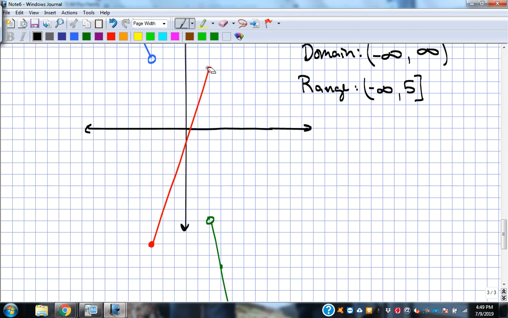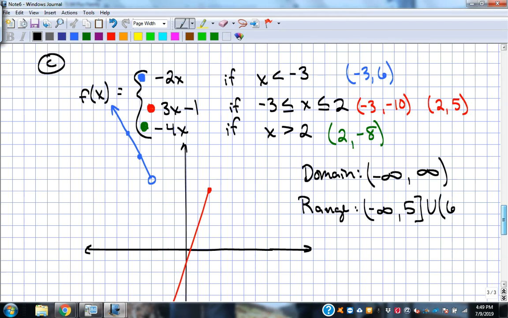But we skip the y values from there until we get to there. So that's going to be a union, and then the parentheses, this y value was a 6. Remember from the blue spot, the 6, that's that y value right there. So we're going to put a parentheses, 6, and then this one goes up to infinity. That's the domain. And you said this one was discontinuous.